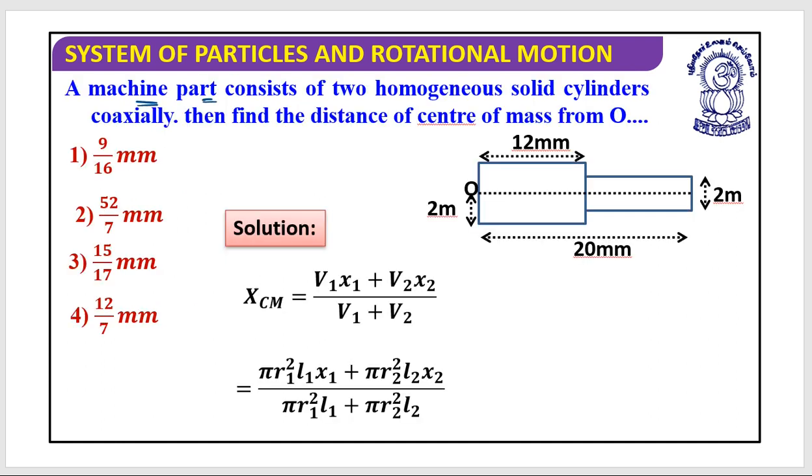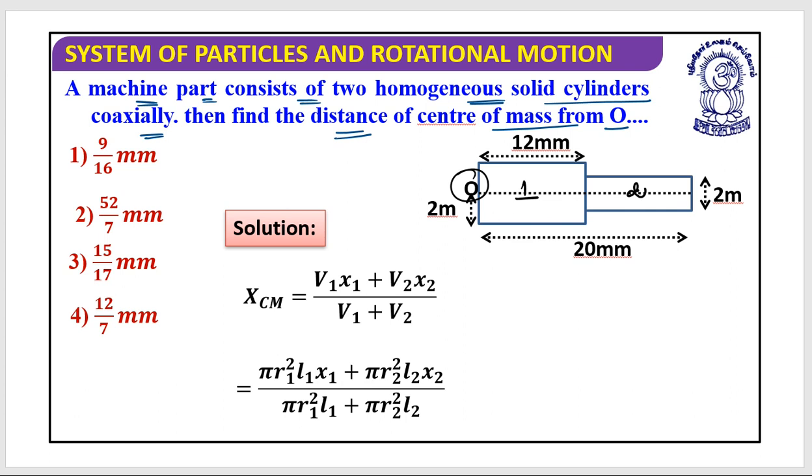It says a machine part consists of two homogeneous solid cylinders coaxially. Find out the distance of the center of mass from the O. Okay, how will you do this? This is the first machine part, and this is the second machine part. And I want the center of mass from this point. So what I understood is that this is a homogeneous solid cylinder. So I need to look for the volume of the system.